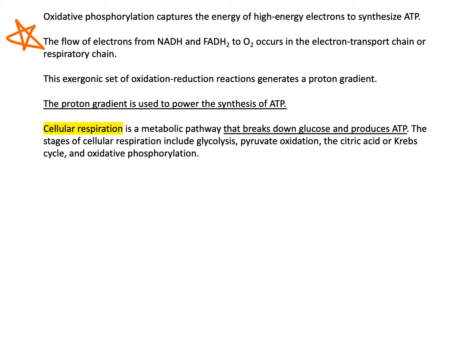Cellular respiration is a metabolic pathway that breaks down glucose and produces ATP. The stages of cellular respiration include glycolysis, Chapter 16, pyruvate oxidation, Chapter 18, the citric acid or Krebs cycle, Chapter 19, and oxidative phosphorylation, Chapters 20 and 21.